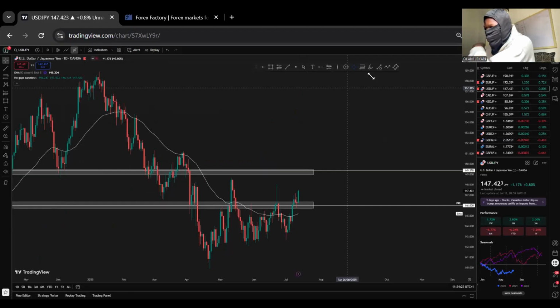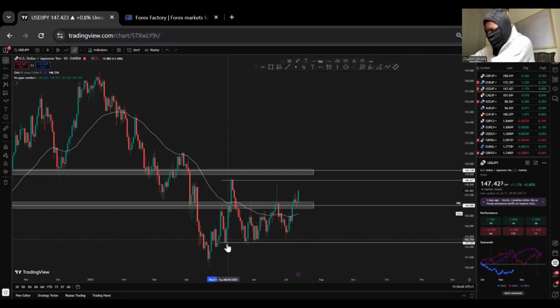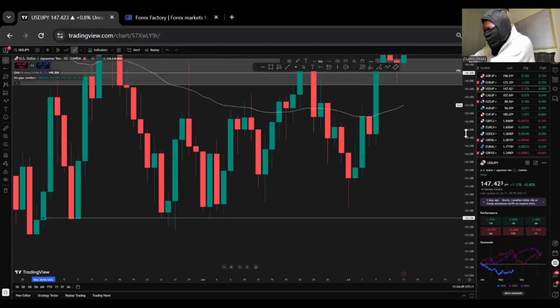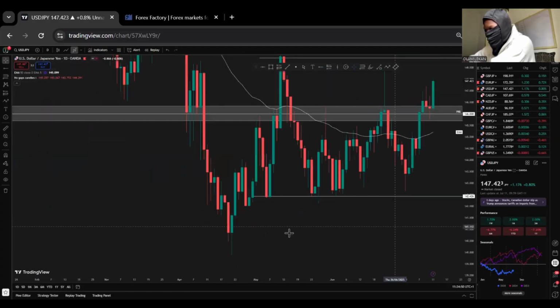The daily is bullish. Okay, see? Lower high, lower low, lower high, lower low, higher high, higher low, higher high, higher low, higher high. Can you see? This is the higher high here, and this is the higher low. So can you see price hasn't taken out this low? Let me try to zoom in so you see what I'm talking about. Can you see price hasn't taken out this low? So it is still bullish.